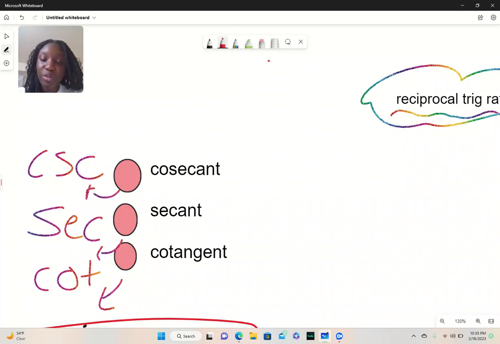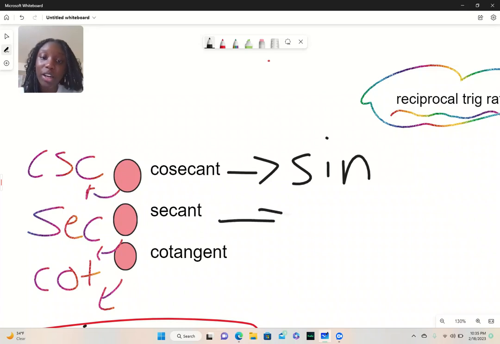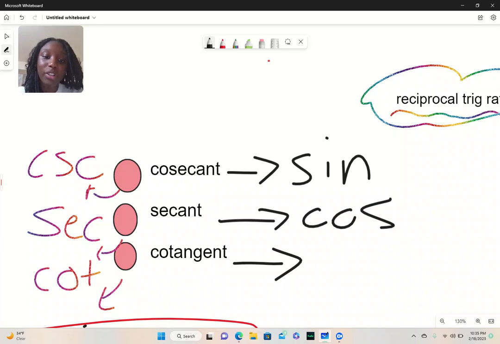Now, since these are reciprocals, cosecant is actually the reciprocal of sine. Secant is the reciprocal of cosine, and cotangent is the reciprocal of tangent.